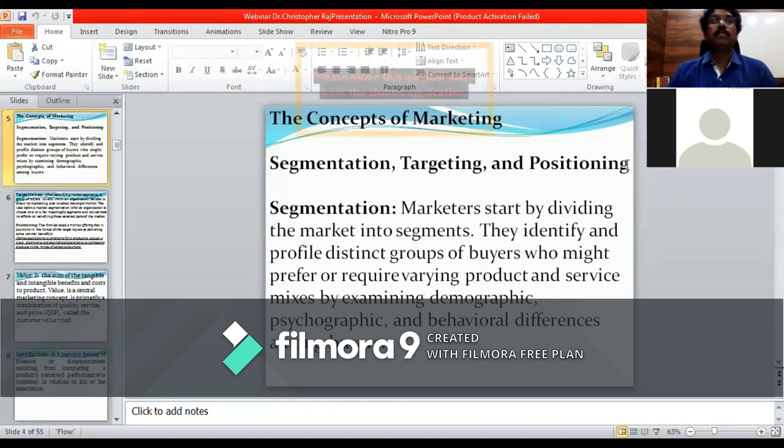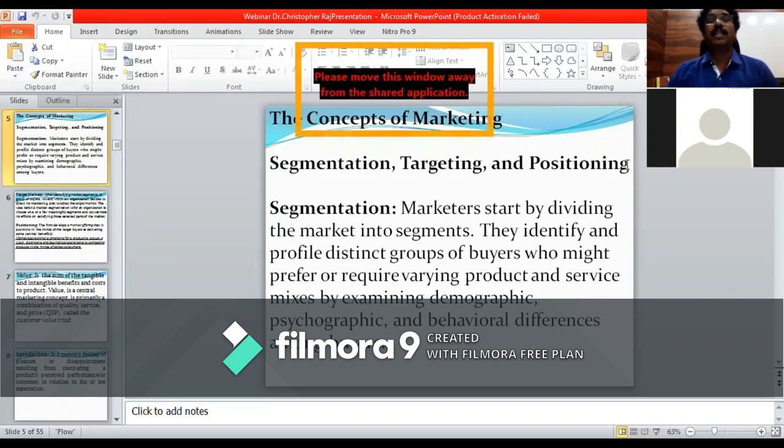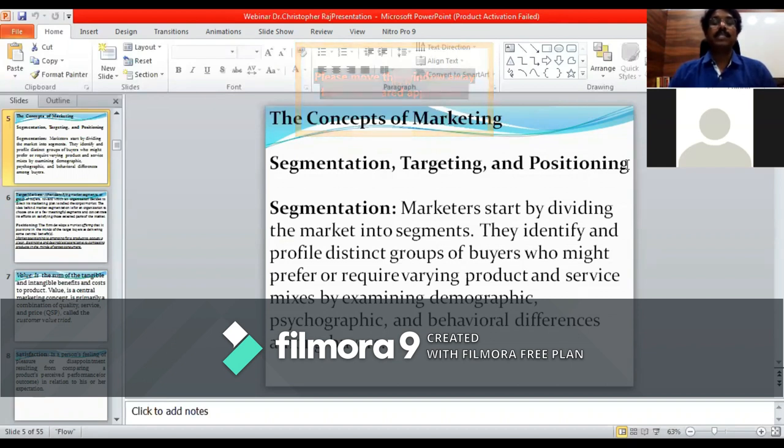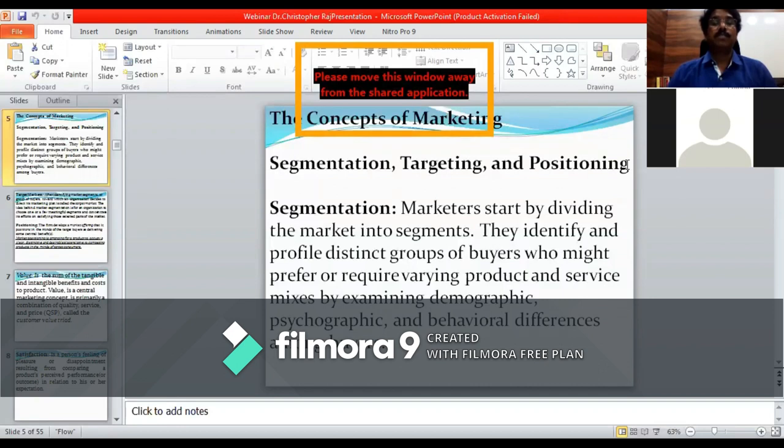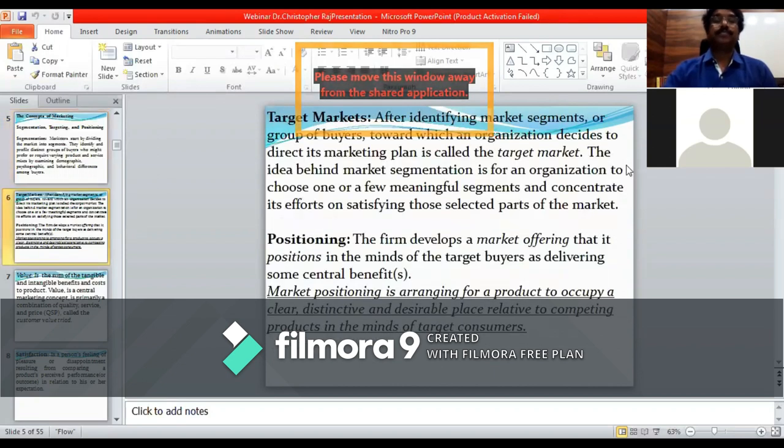So coming back to the marketing concept, the basic concepts are STP: segmenting, targeting, and positioning. Segmenting: marketers start by dividing the market into segments. They identify and profile distinct groups of buyers who might prefer or require varying product and service mixes by examining demographic, psychographic, and behavioral differences among buyers. So here, marketers divide the heterogeneous market into homogeneous markets of distinct groups of buyers based on demographic, psychographic, and behavioral criteria.